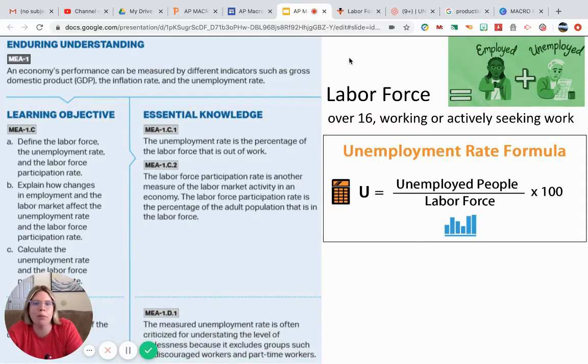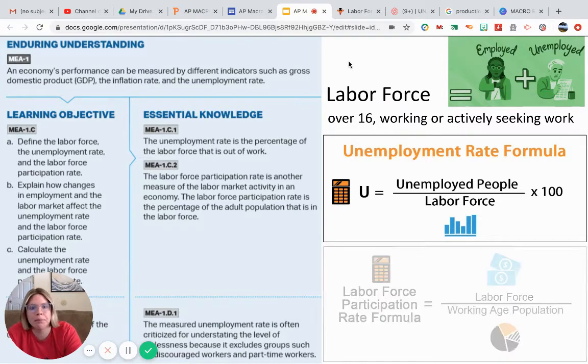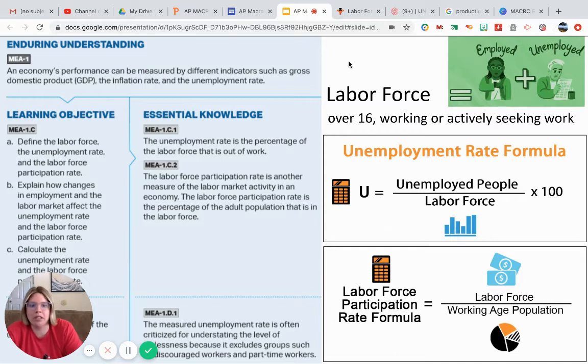Here's the unemployment rate formula. So the unemployment rate formula is basically you take the number of unemployed people, and then you divide it by the labor force. You multiply by 100, and then that's your percentage. That's the rate of unemployment. For labor force participation, you need to figure out what's the labor force. Basically, you're going to take the entire labor force, and who is the labor force? Again, it's the unemployed plus the employed. Add those together, and then you're going to divide that by the working age population. So labor force divided by population, that gives us the labor force participation rate.